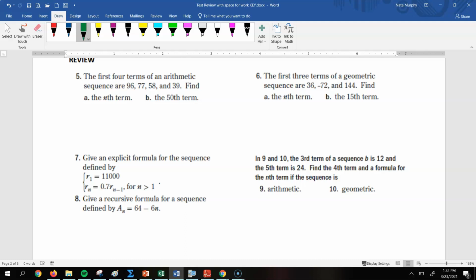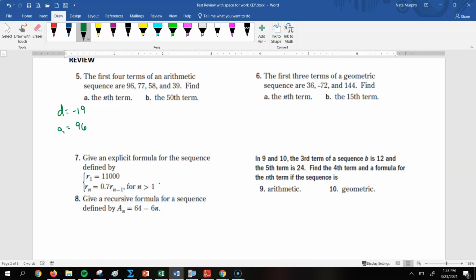What they mean by that first part, finding the nth term, is we want to find an explicit formula that we could use to figure out any term in the sequence. This is an arithmetic sequence, so one of the things we need to find is the constant difference. To do that, we take any term and subtract the one before it. So 77 minus 96 would be negative 19. So our constant difference is negative 19. We know our first term is 96.